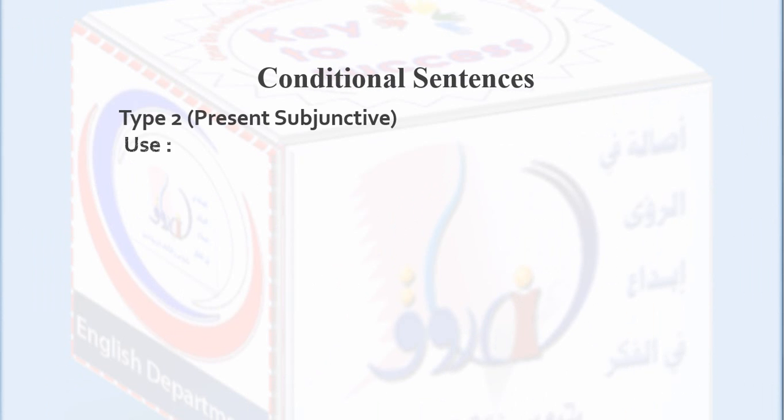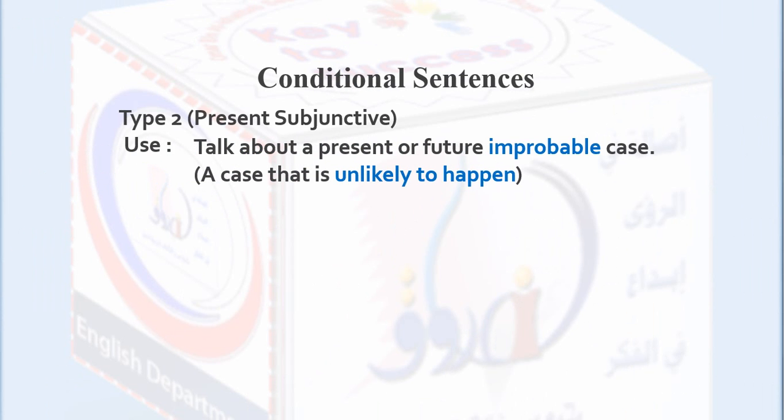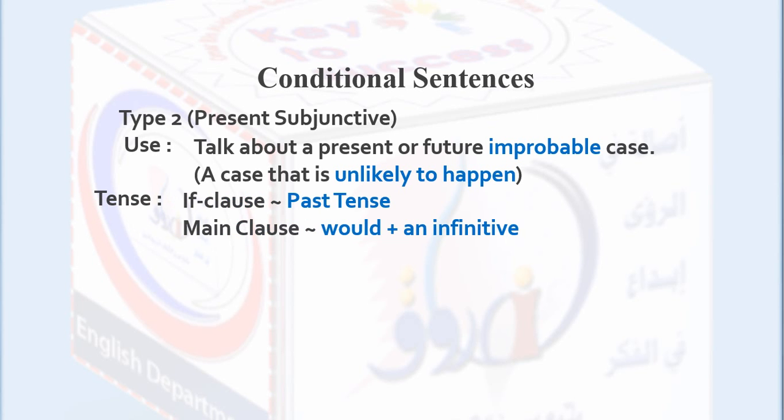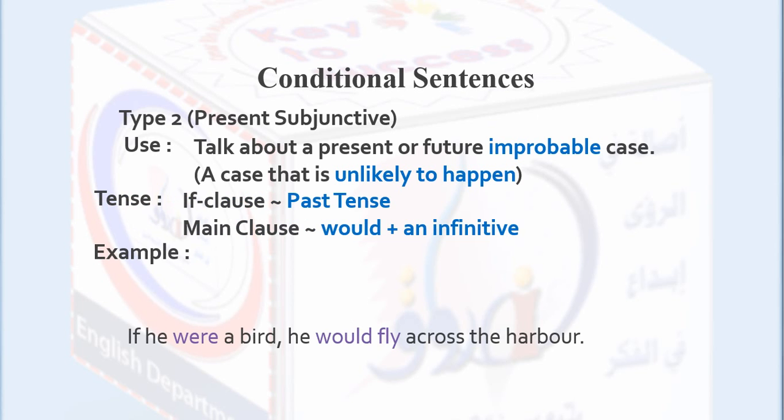Type 2 is used to talk about a present or future improbable case, a case that is unlikely to happen. Tense: we have past tense for the if clause and, in the main clause, would plus an infinitive. Example: if he were a bird, he would fly across the harbor.